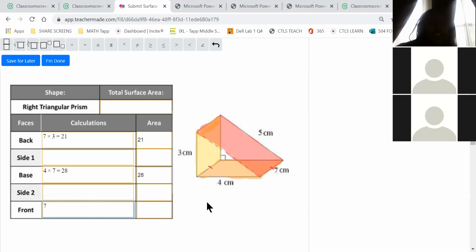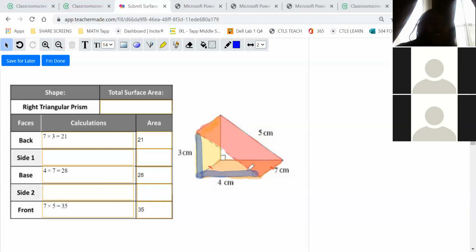So let's go ahead and put 7 times our 5 equals 35. So we have 35 there for our area. Now we have side 1 and side 2 to take care of. And these are our congruent triangles. So I'm going to highlight one of them so that we can see it a little better.